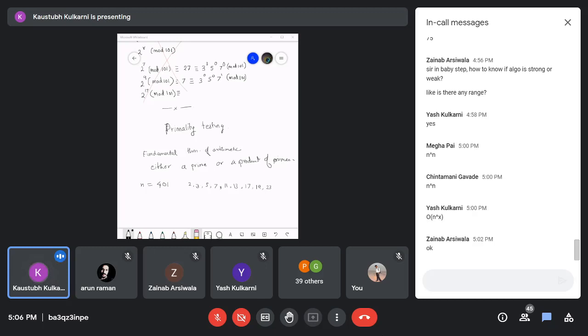So there is a proposition, we'll see it in the next lecture, that if n is 401, you need not go beyond the square root of n to check for that. The square root of 401 is approximately 20. So you need not go beyond 20 to check, basically. Because none of the primes less than 20 is a factor of 401, therefore 401 is a prime number. Got this?